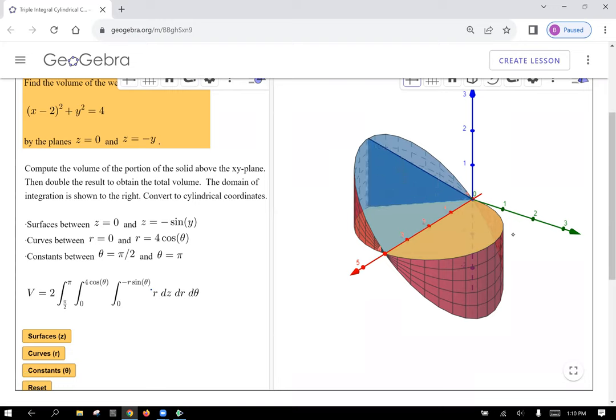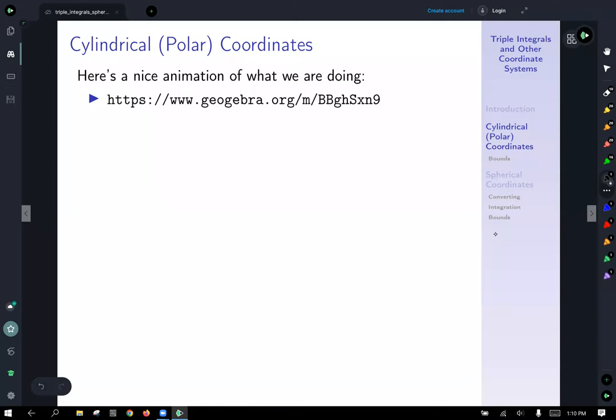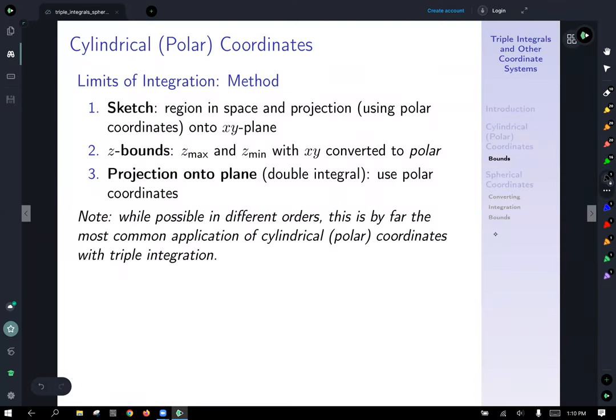Now that we've let r vary, let's let theta vary, and we'll generate all of these slices that fan out and give us our volume for that region. All right, back to our slides.